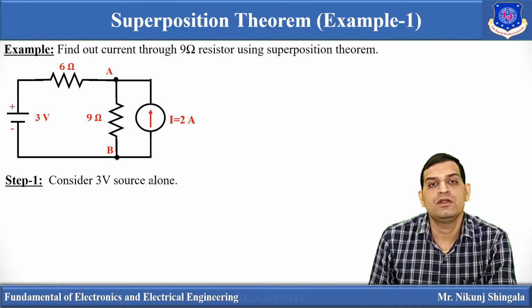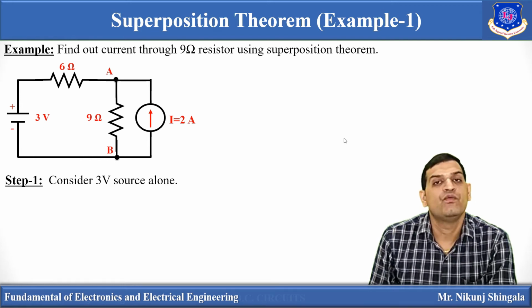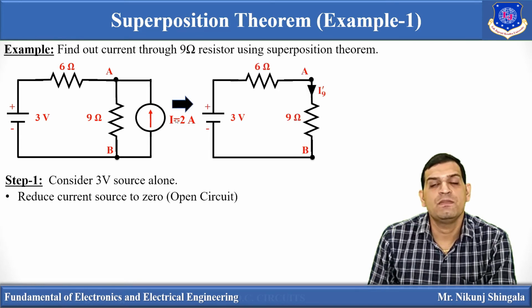So consider the 3-volt source alone and replace the current source by its internal resistance. Current sources are replaced by open circuit, voltage sources are replaced by short circuit. So the new network becomes this. Now as the current source is replaced by open circuit, this branch is eliminated. Now the current flowing through 9 ohm due to 3 volt, which we have to find in step 1, is denoted by I9 dash.